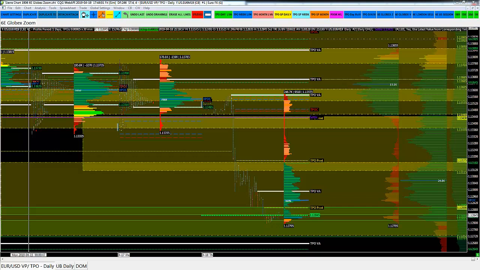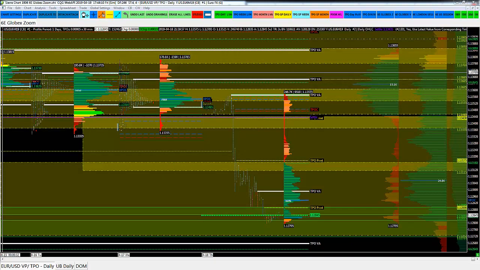Well, regardless of the unit you're looking at here, we're looking at daily volume profile. So you can see we've got the volume profile here on the right. That's the VP, and we've got the TPO here on the left hand side. That's the TPO here. Anyway, point being, I am looking at market profile here.